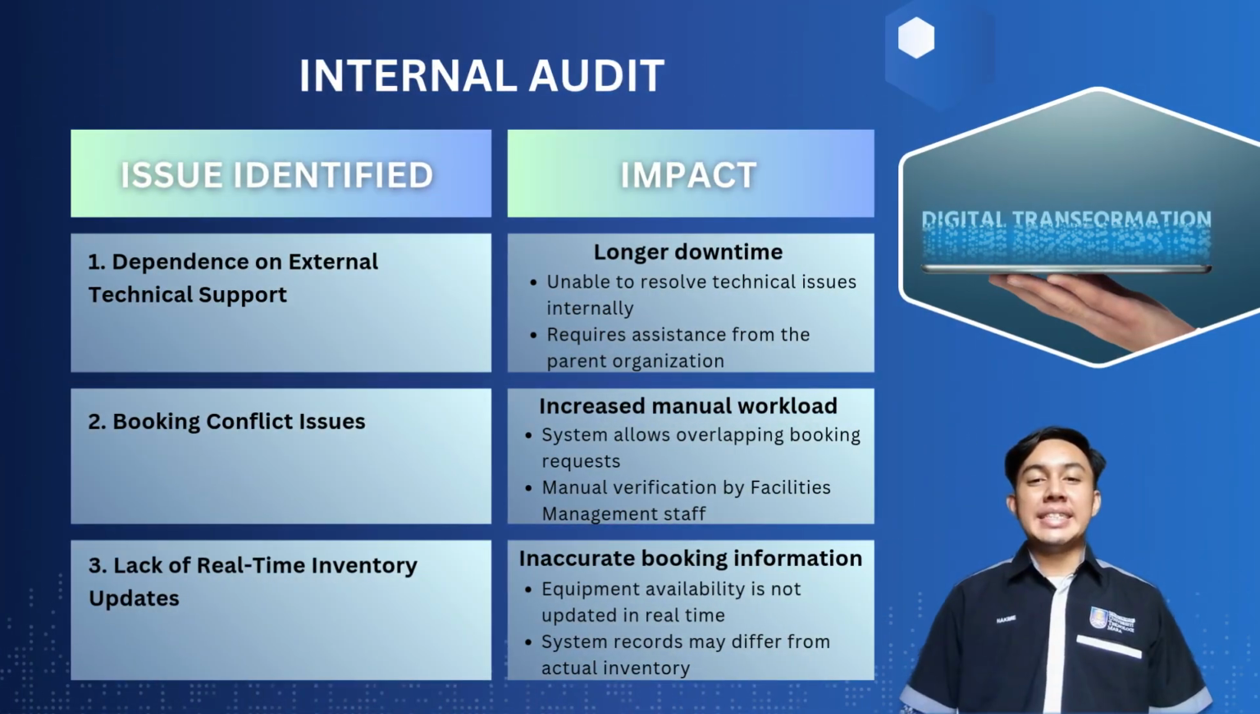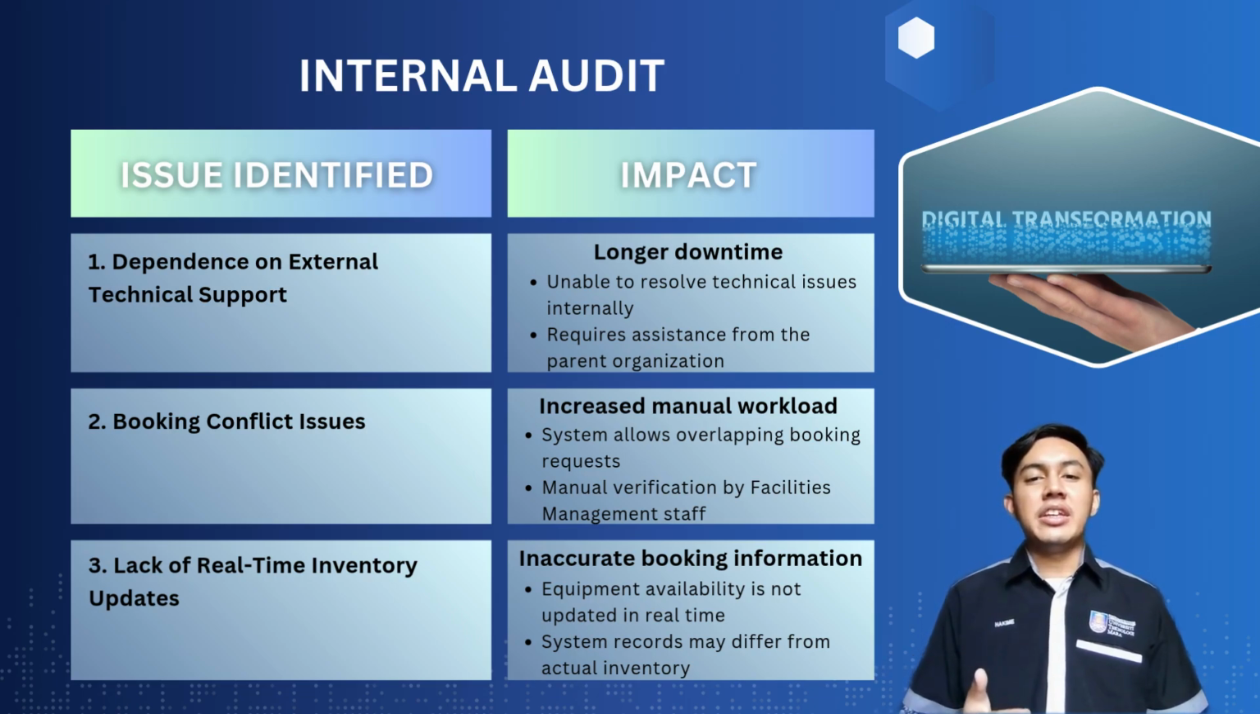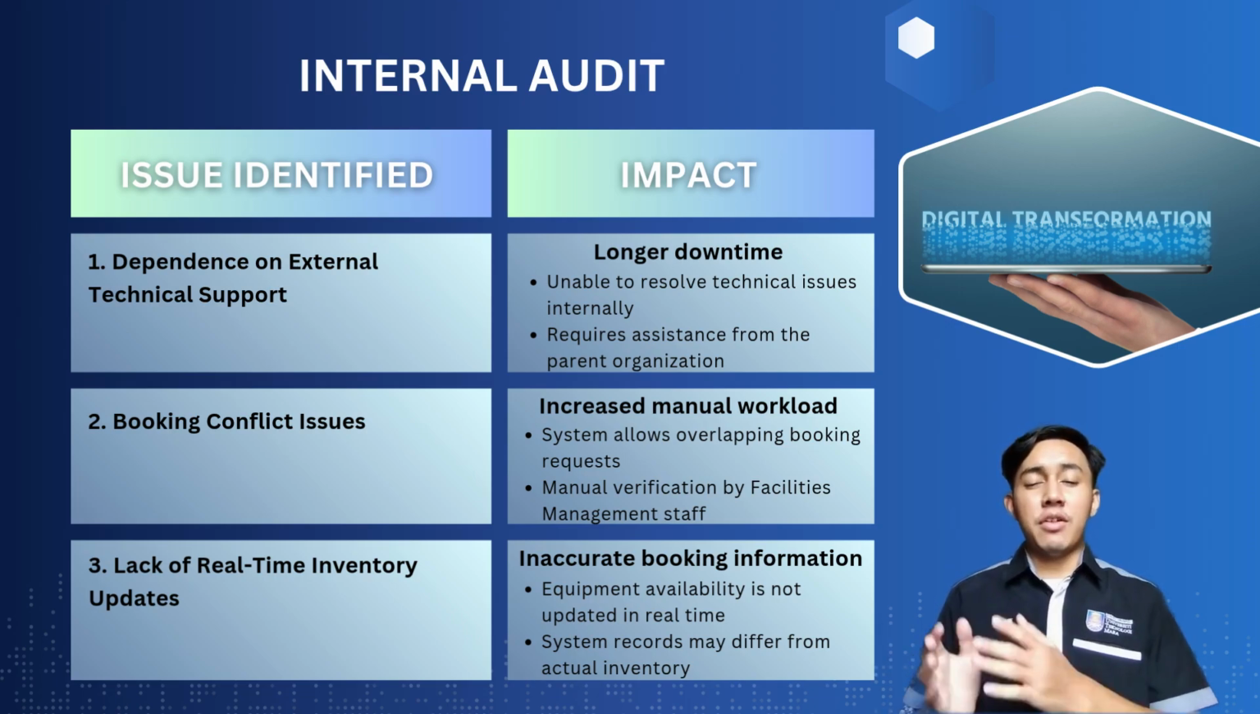The third issue is the lack of real-time inventory updates. Equipment availability is not updated instantly within the system, which means the information displayed may not reflect actual inventory available. This can lead to inaccurate booking information, resource conflict, and difficulty in managing equipment effectively.